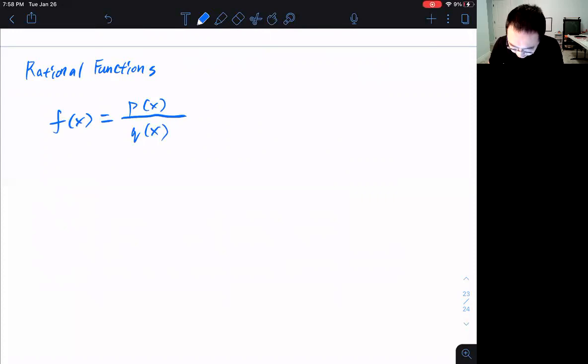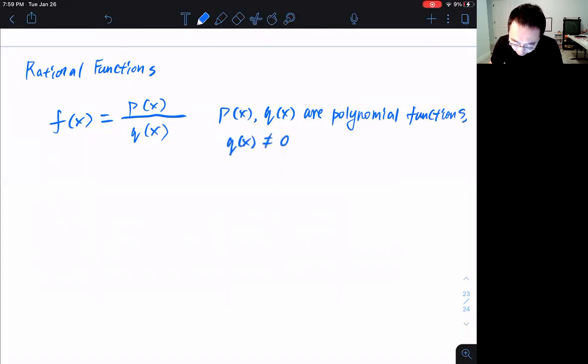Where p of x and q of x are polynomial functions. Of course, q of x cannot be 0, because otherwise it would be undefined. And so that means the domain for f of x excludes all the real numbers that would make q of x equal 0, because that would make the whole f of x undefined.